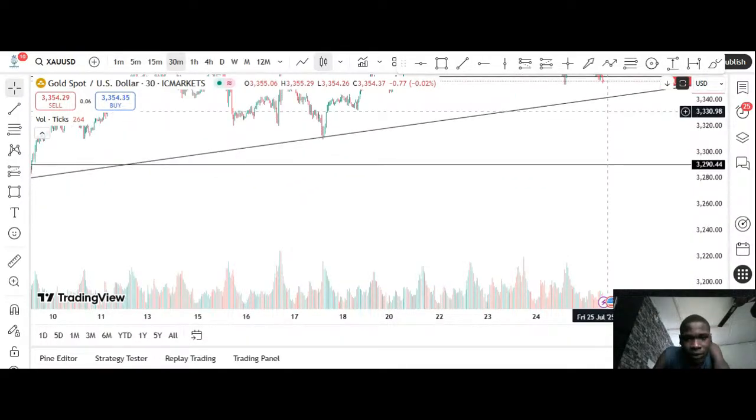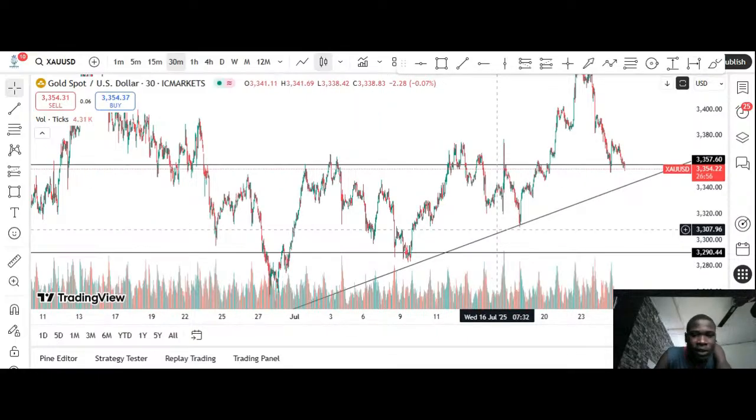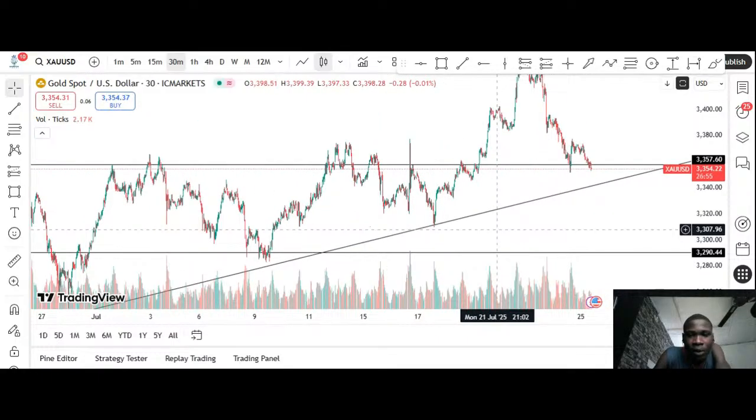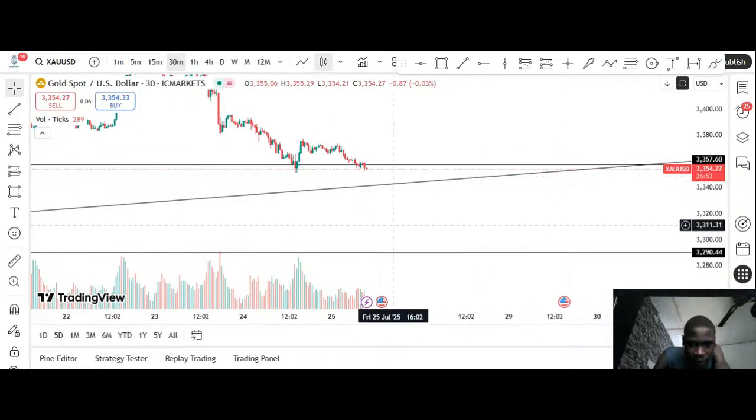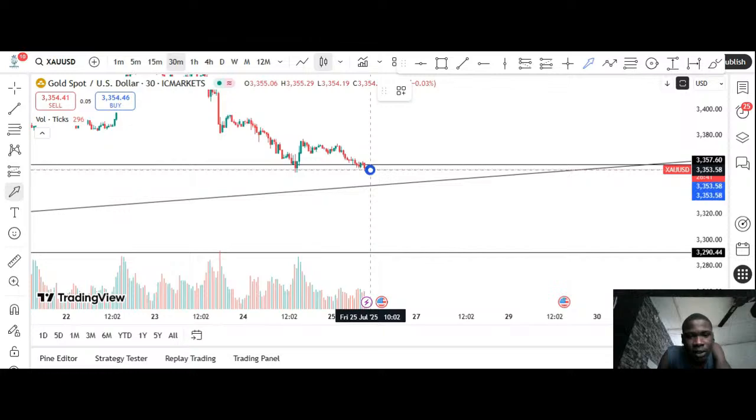But before that, you need to recognize the trend. As you can see, it has been an uptrend for a long time, but I think it's about to hit this point here. As you can see, it has passed this resistance and support level, so it could be planning to touch this again now before it goes to the upside.